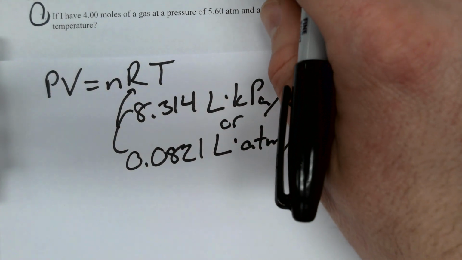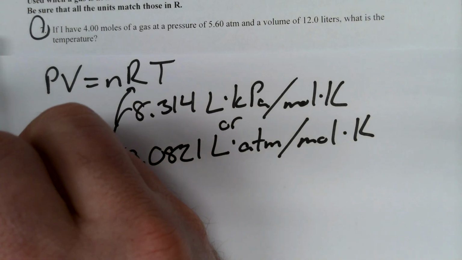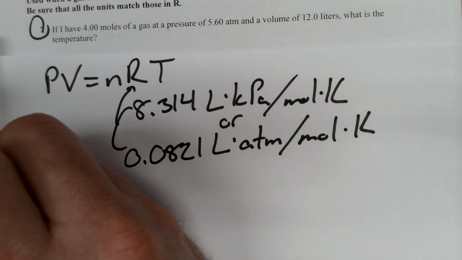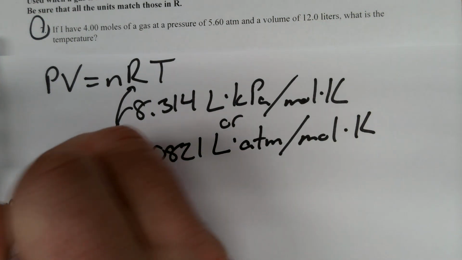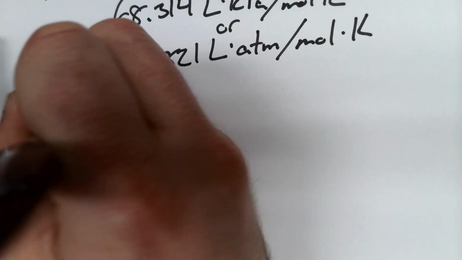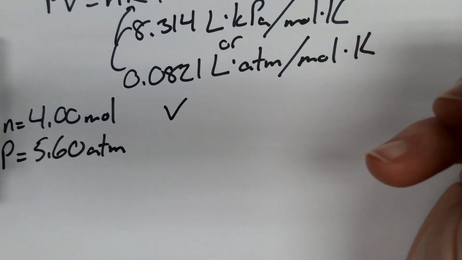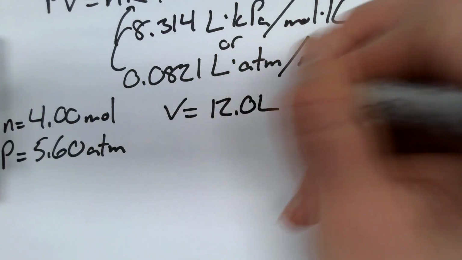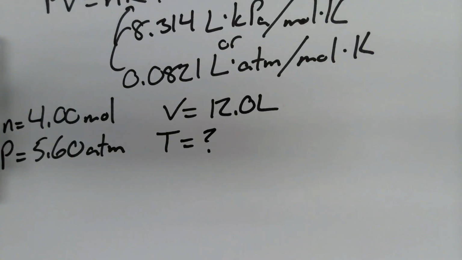So if I'm looking at question number 7, I see I have 4.00 moles of a gas, so that's my N value, at a pressure of 5.60 atmosphere, and a volume of 12.0 liters. What is the gas's temperature?